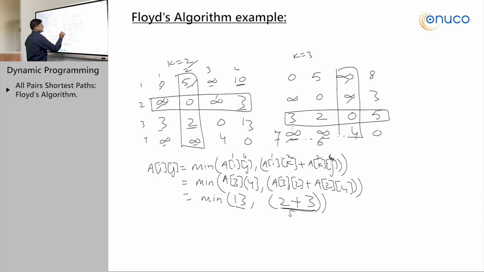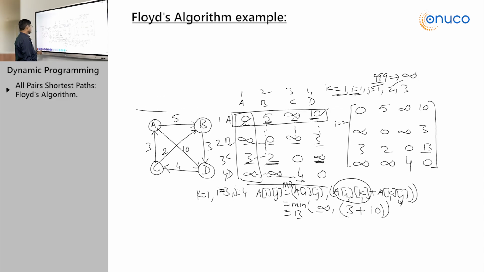2 plus 4 is 6. So let us see what the position is here. D to A, we can get 7, and D to B we will get 6. D to A, we don't have a direct path, but there is a path D to C and C to A. 4 plus 3 is 7. Similarly, D to B, we don't have a direct path, but we have a path D to C and C to B. 4 plus 2 is 6.